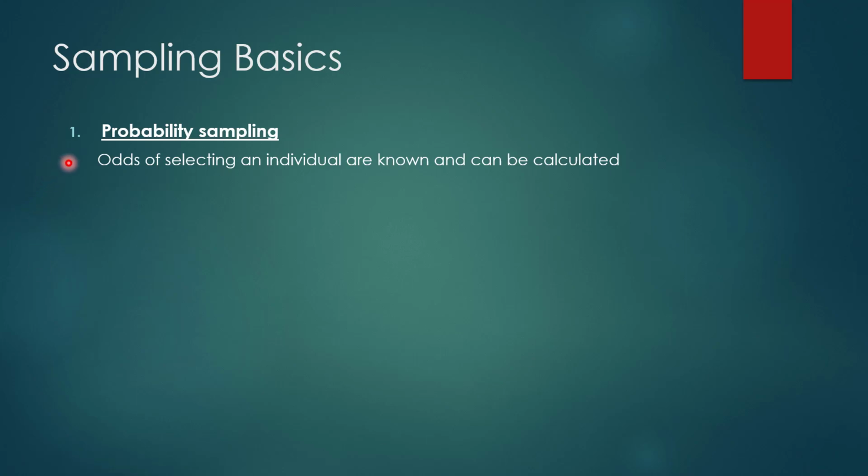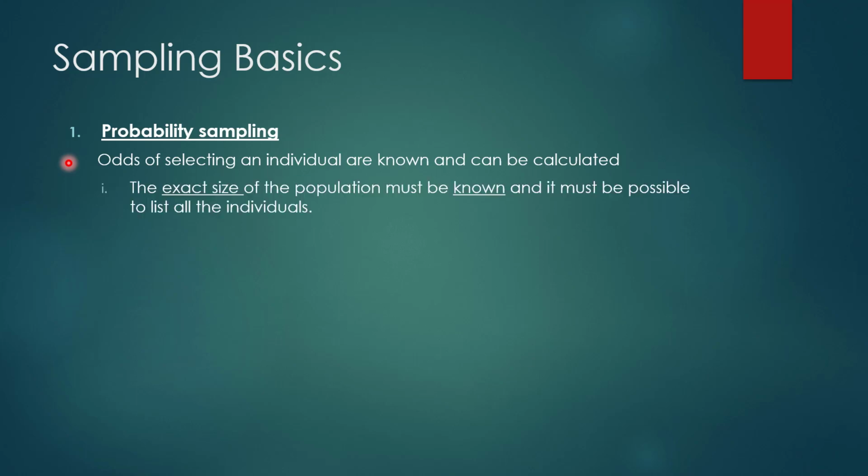So in probability sampling, the odds of selecting an individual are known, or the probability of selecting an individual are known and can actually be calculated. The exact size of the population must be known, and it must be possible to list all of the individuals. So again, in order to do probability sampling, you need to know the size of your population, and you need to be able to list all of those in what's called a sampling frame.